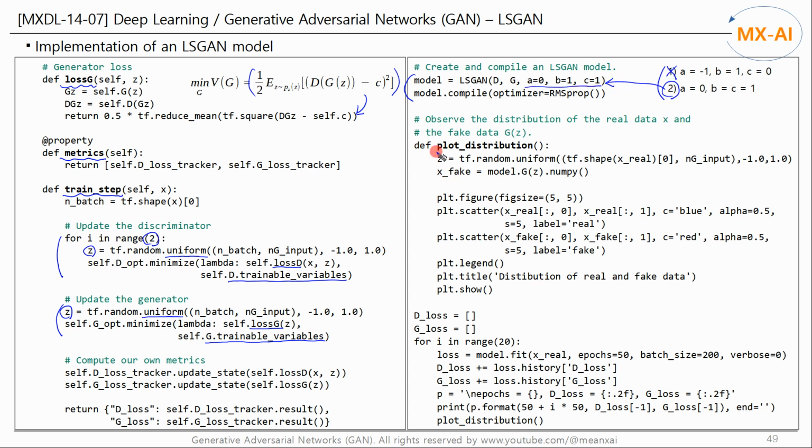We write a function that observes the distribution of real data x and fake data G of z. Next, let's fit this model to real data and observe the distribution of fake data. Fit this model to the real data. The number of iterations is set to 50. We store the losses measured during training in two lists. We observe the distribution of the real data x and fake data G of z. Repeat this process 20 times.